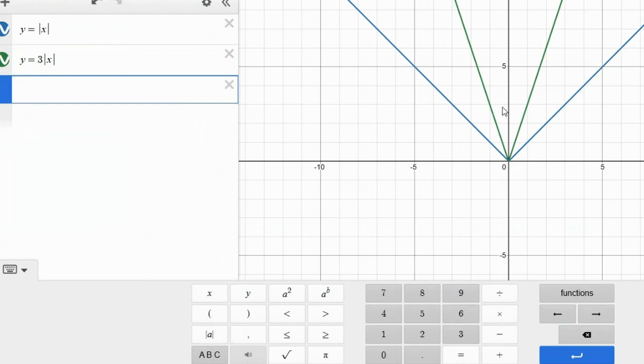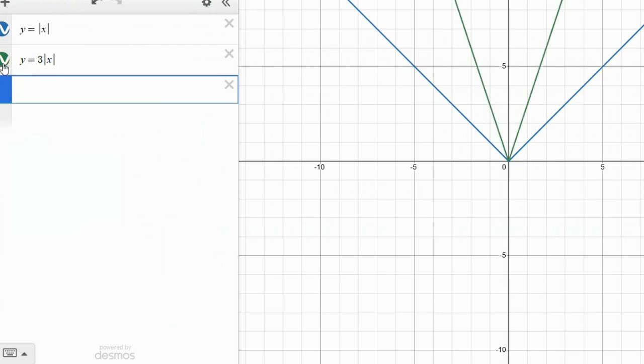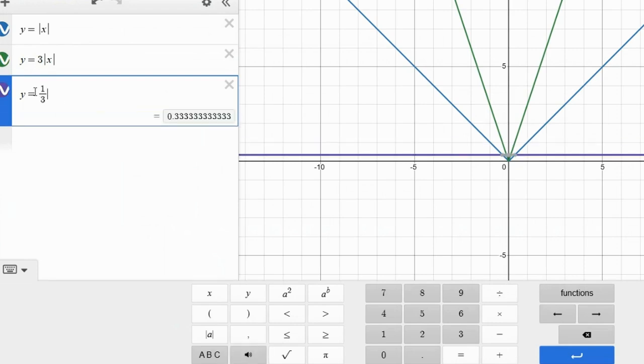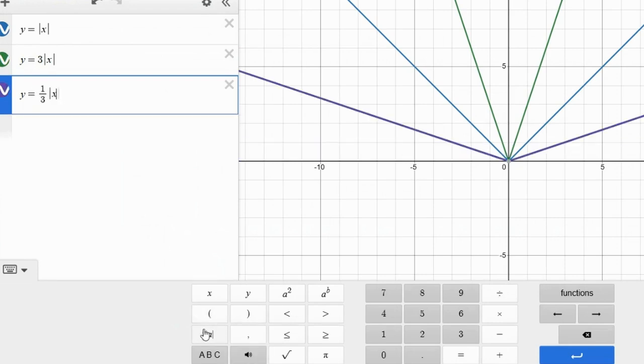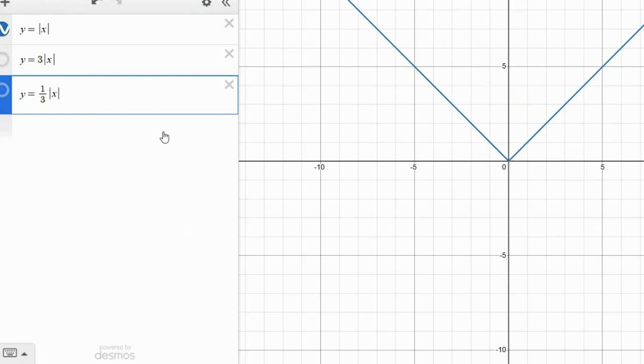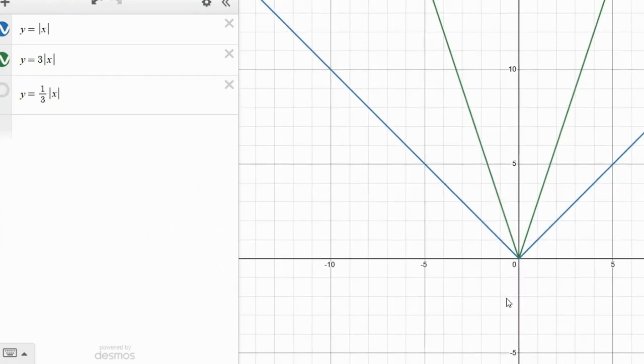Okay, that's the green one. The green one is 3 times the absolute value of x. And then they wanted 1/3 times the absolute value of x. Okay, so the original one is right there. If we take it times 3, it goes up a lot faster.